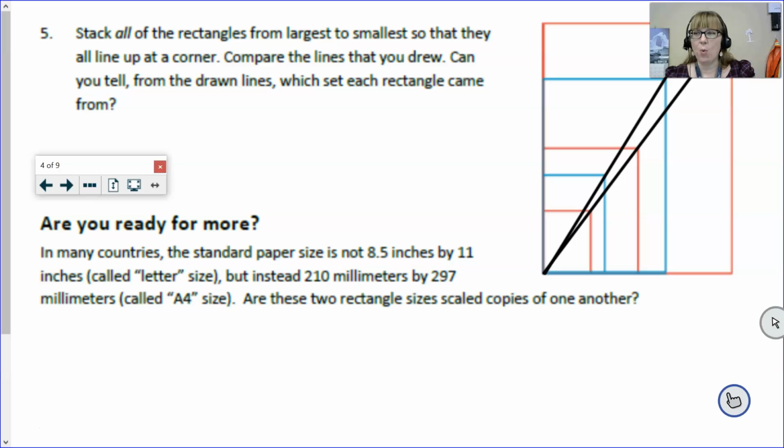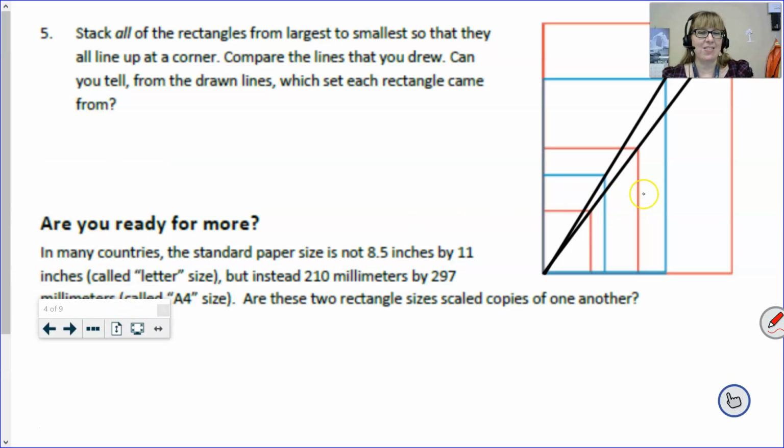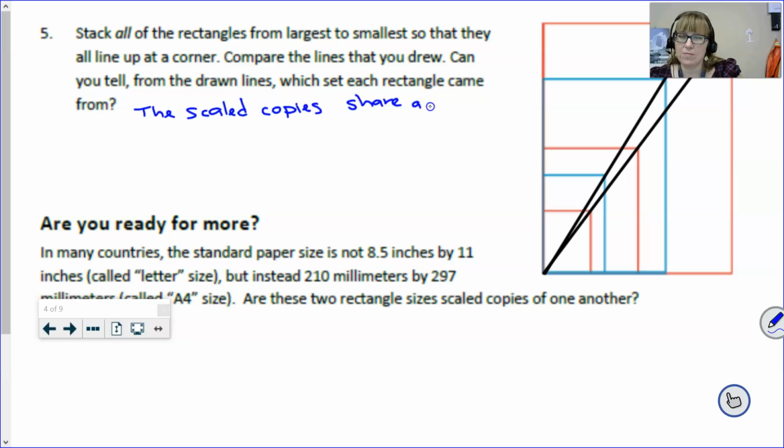So what we can tell from this is that the ones that are scaled copies are all going to line up. All of those vertices are going to line up. And the ones that are not scaled copies are not going to have vertices that line up. Let's write that down. Those scaled copies share a diagonal.